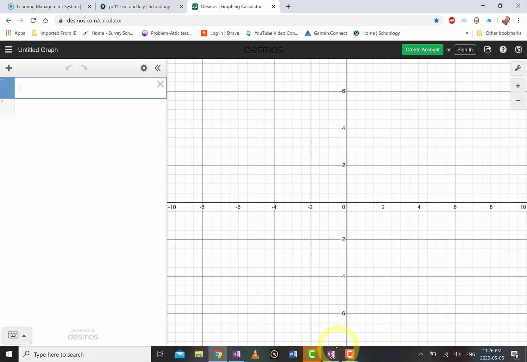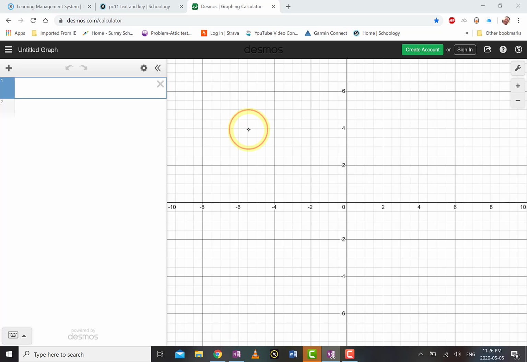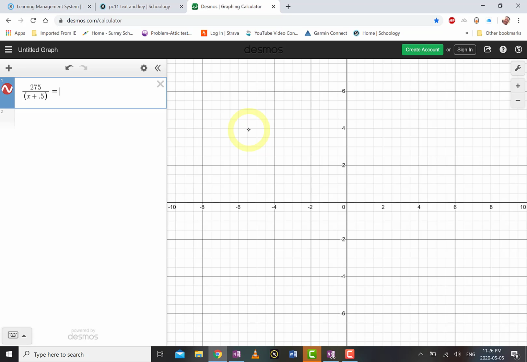Okay, so I'm just going to go back to my original problem. Going to go my 275 divided by t plus 0.5. So here we go, 275 divided by bracket. I can't use t, so it's going to be x plus 0.5. All of this stuff equals the distance of 300 divided by t, and of course you can't use t, so it's got to be x, and then it's 10 kilometers slower.